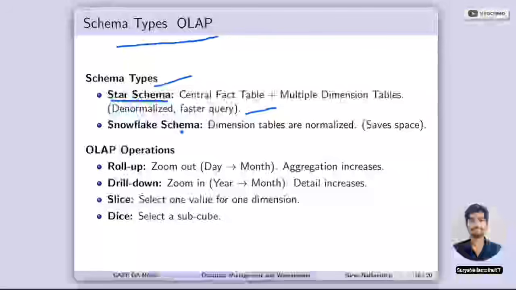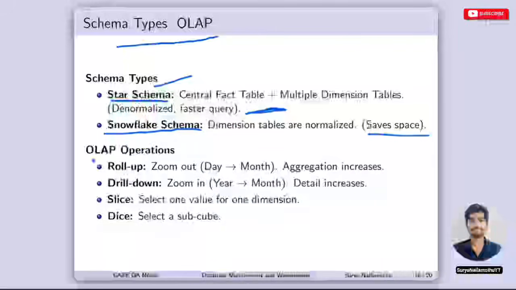And next, the snowflake schema. In the star schema, there is a chance that space usage will be high. It means it takes heavy storage. That's why we apply the snowflake schema. In the snowflake schema, dimension tables are normalized, which helps to save space. So we resolve the problem of the star schema by applying the snowflake schema.